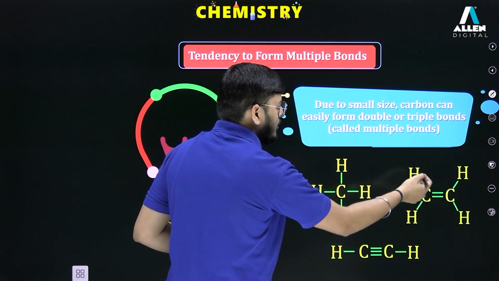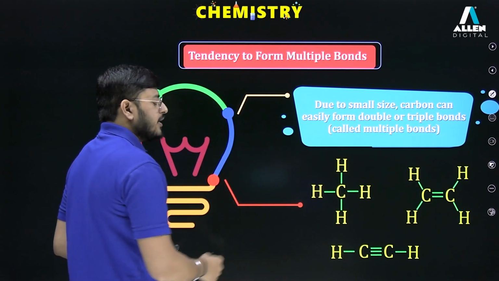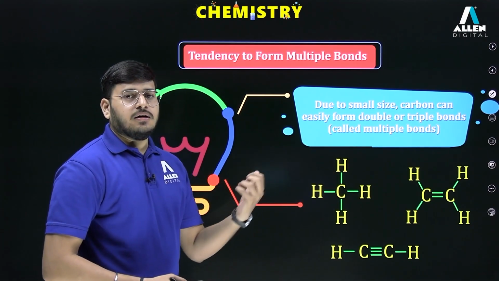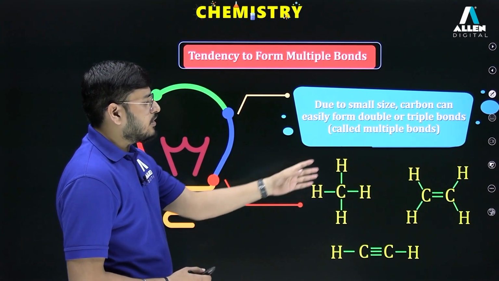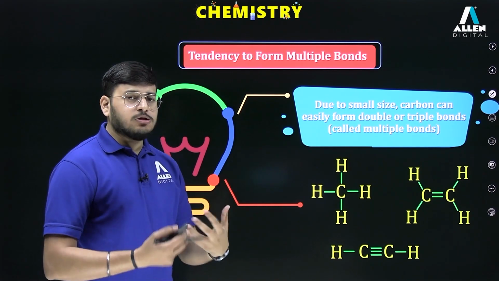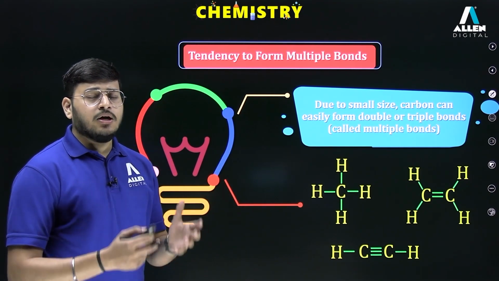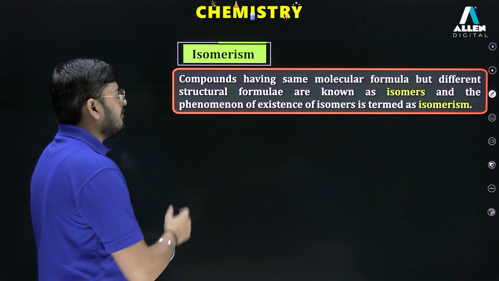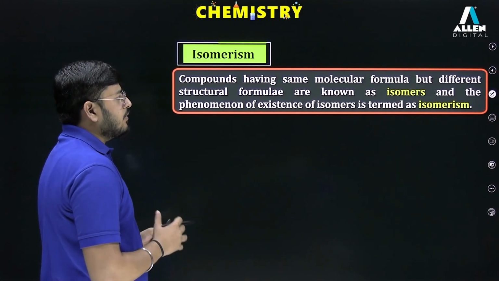No, it can combine, students, by sharing a pair also, or by sharing 3 electrons, with the other atom. So the tendency of forming a multiple bond also makes carbon so versatile in nature. The last versatile property we have over here is isomerism.